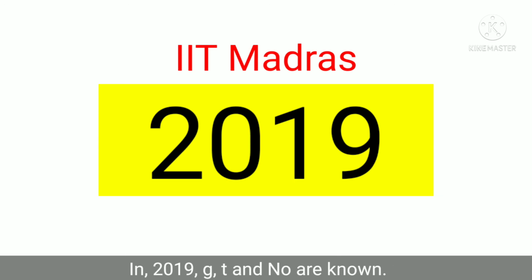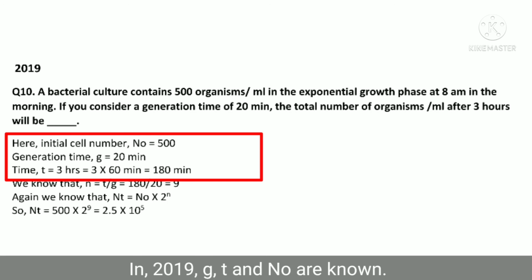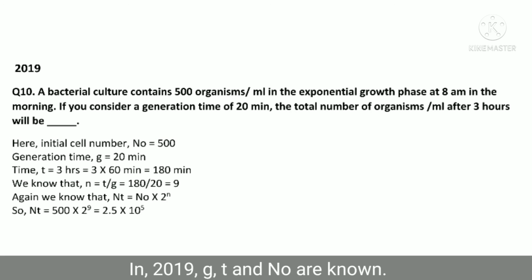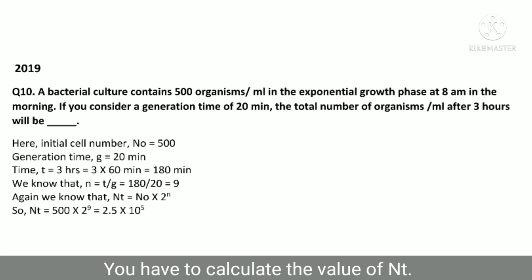And in 2019, initial cell number, generation time and time t are given and you have to calculate the value of Nt. Again the problem is the same.